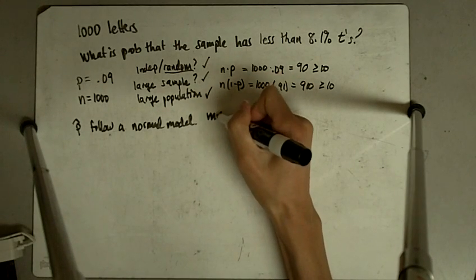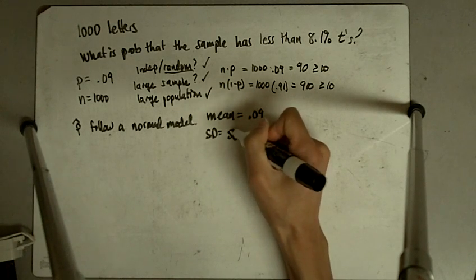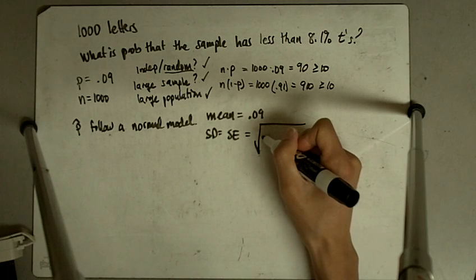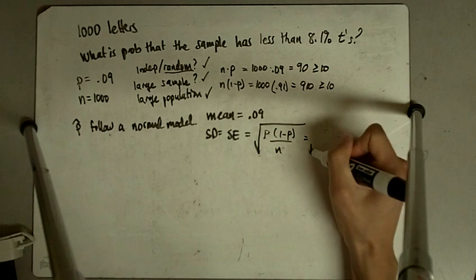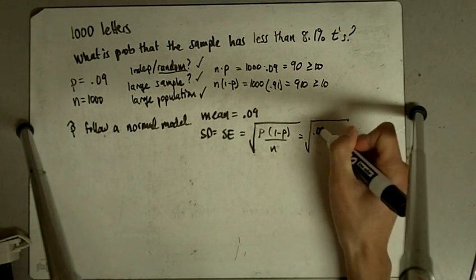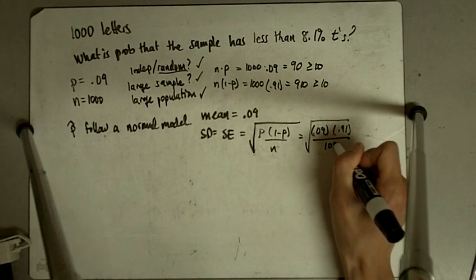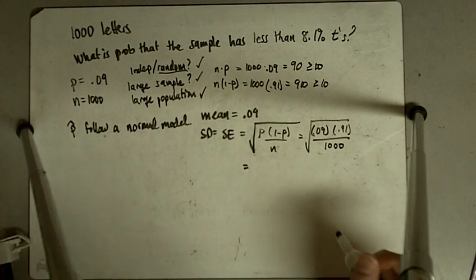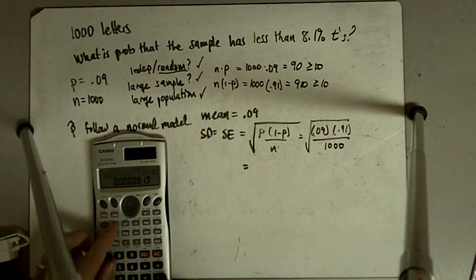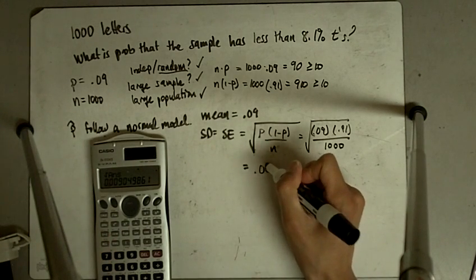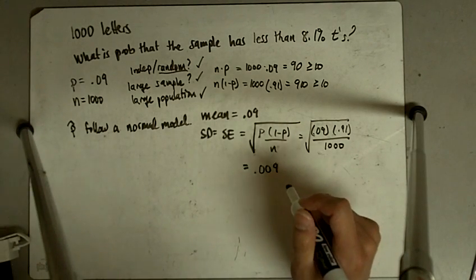The mean of this normal model is going to be 0.09, and the standard deviation is the standard error, which is going to be the square root of p times 1 minus p over n. In this case, the square root of 0.09 times 1 minus 0.09, which is 0.91, divided by 1,000. This gives me a standard error of 0.00905. Okay, but I'll just round off to 0.009.